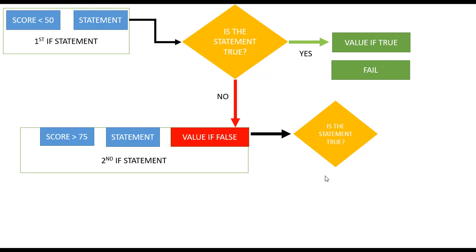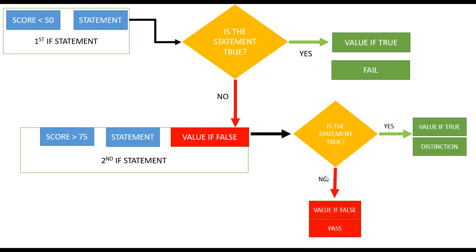So if the score is greater than 75, then the value returned will be distinction. If the value is not greater than 75, then the value will be returned as pass. So the entire if statement functions in this way. I will quickly reiterate it. The first statement will check if the score is less than 50, and if it is so, it will return the value fail. If it is not, it will move to the second if statement.